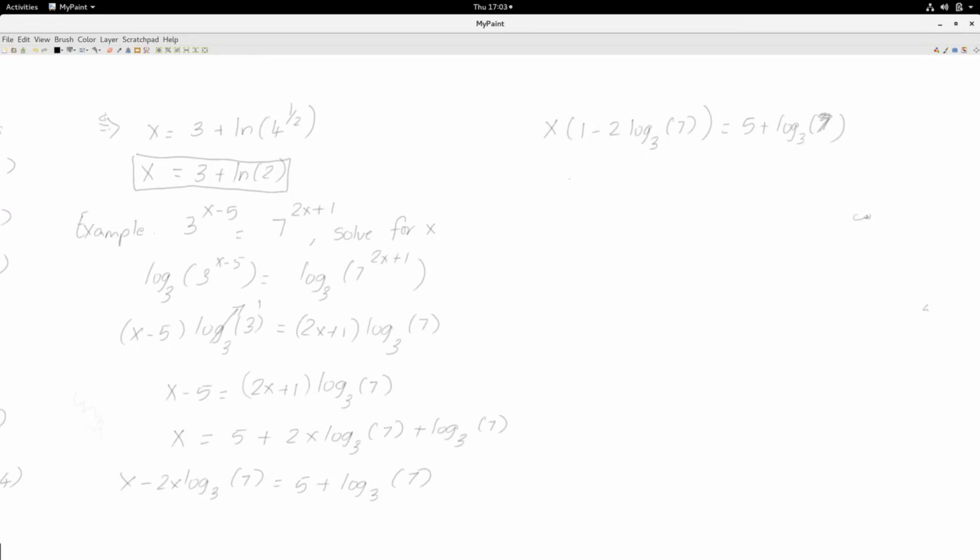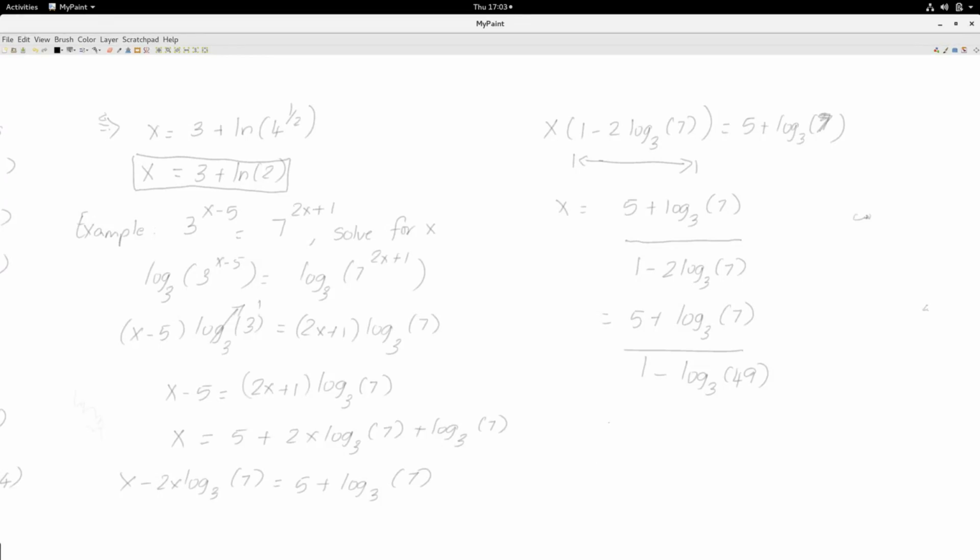Divide both sides by the term, you will get x is equal to 5 plus log base 3 of 7 over 1 minus 2 log base 3 of 7. The denominator, I could rewrite it as 1 minus log base 3 of 49 using power rule, which is 7 squared, which should be 49.